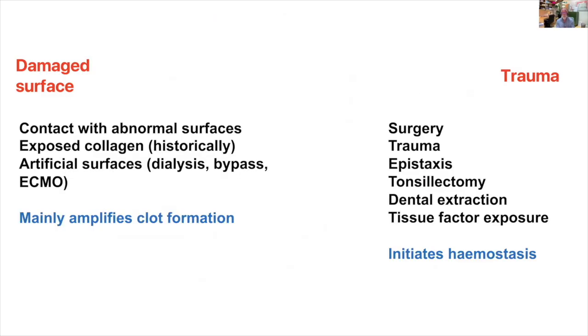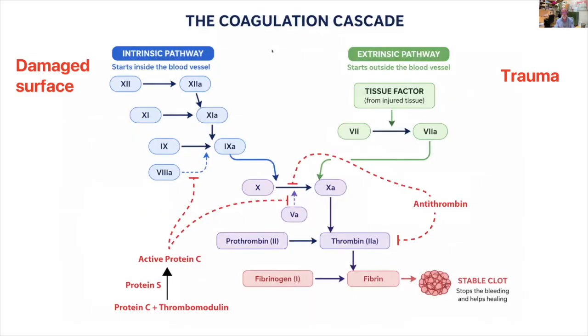Now, this is where these arise: damaged surface through contact with abnormal surfaces, which is more of a laboratory ex vivo thing. Exposed collagen, artificial surfaces, dialysis, bypass, ECMO, and that amplifies the clot formation. The trauma side is more what you're involved with in terms of ENT. You've got surgery, you've got trauma, epistaxis, tonsillectomy, dental extraction, and tissue factor 7 exposure. So there's a whole pathway together.